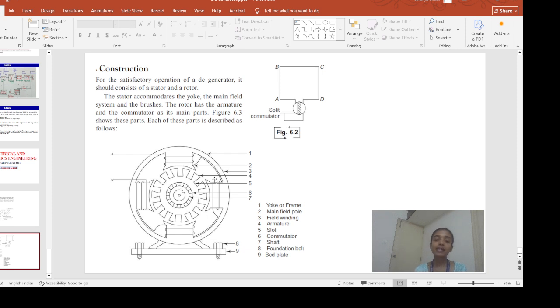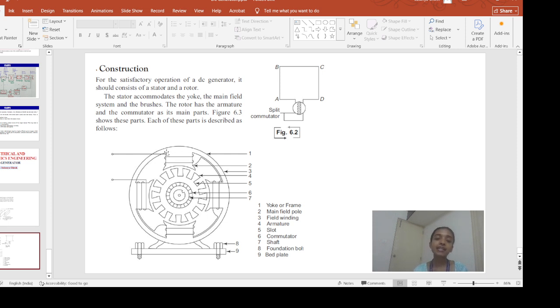Okay. Next, inside the frame or yoke, we have the stator. We have the stator, and the stator consists of what? The stator consists of these main field poles. In this diagram we have 4 main field poles. This is one, this is another, this is another, this is another. So here we have shown 4 main field poles which are a part of the stator. And stator, I have already mentioned, it is the stationary part of the DC generator.